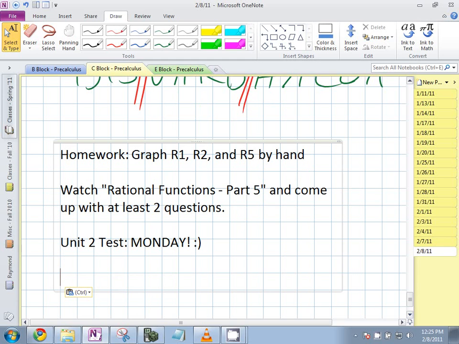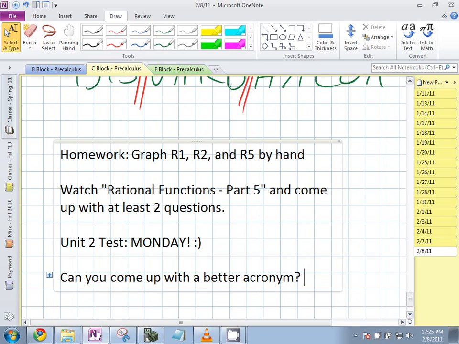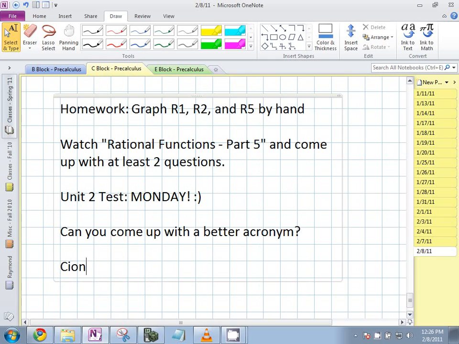And the other thing I want to add in here, I want to add in this. Can you come up with a better acronym? And you can use different letters as long as it makes sense. Something that you can memorize. Okay? We'll have a little contest. There are some great online generators for acronyms, everybody. Yes. Okay. Thank you. Okay, and with that, I would like you to start working on your homework.